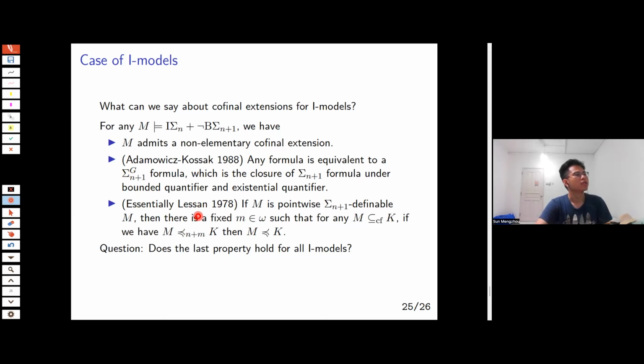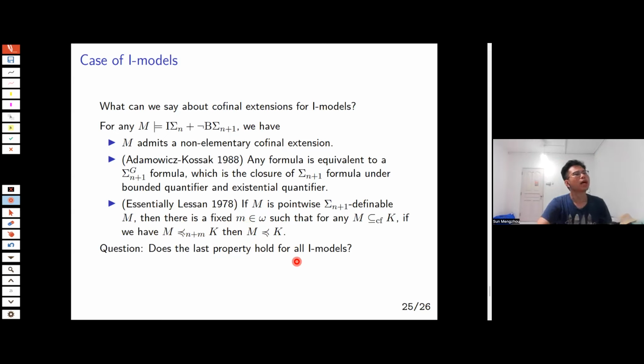And the last one is also interesting. This is essentially in Lessan's PhD thesis. It says that if M is pointwise Σ_{n+1} definable, then actually there's a fixed n such that for any cofinal extension K, if we have this amount of elementarity, then actually we get fully elementary. So if we are above this level, then we cannot fail the elementarity. And actually, he says a bit more. What he says is that there's no proper cofinal extension with this amount of elementarity.